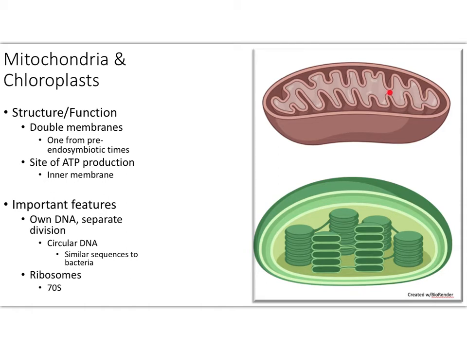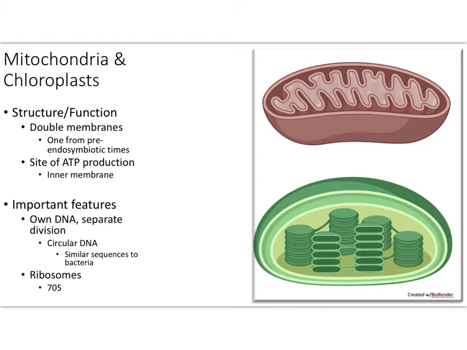So that inner membrane is basically the membrane that was there when it was a free-living bacterium, and then the outer membrane is the membrane that it acquired over time as a result of endosymbiosis. The inner membrane is where that ATP production actually takes place. So on the mitochondria, which is shown up top, this inner membrane is where ATP is created in eukaryotic cells. And in chloroplasts, these stacks of membrane-bound structures are where the ATP ends up being created.